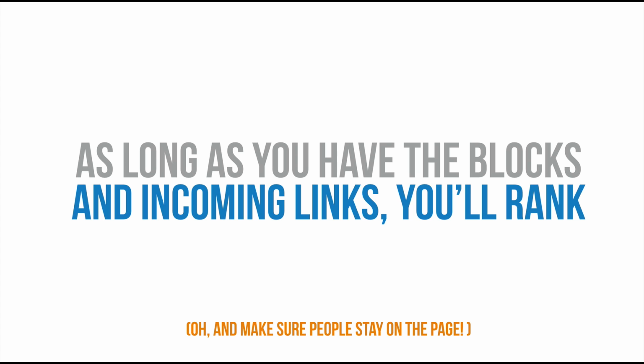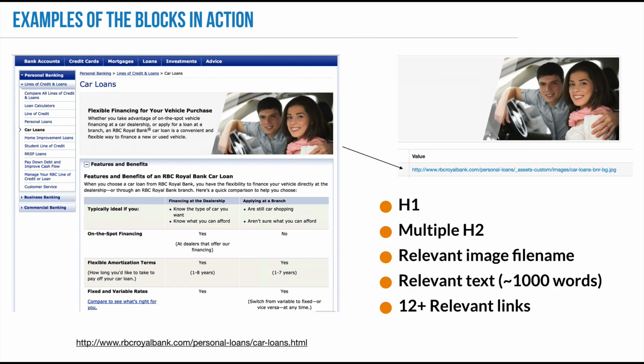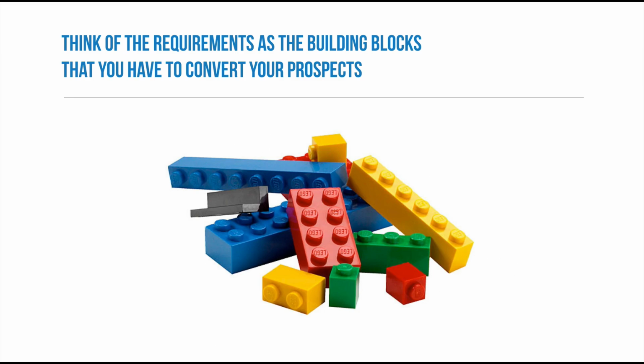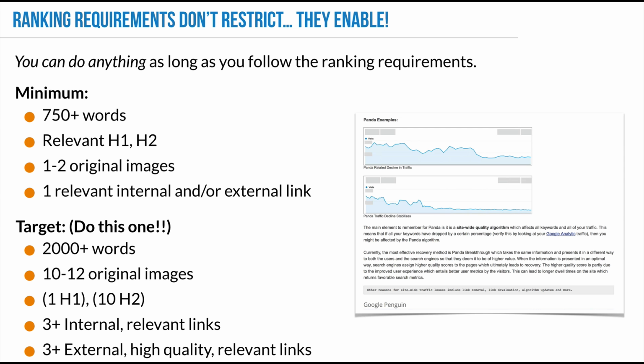By the way, you also want to make sure that people don't leave your page right away. That sends a very bad signal to Google. But as long as you have the minimum requirement blocks, let's go back. Yes, this is what you want. You want to have 2,000 words, 10 to 12 original images, one H1, multiple H2s, and relevant internal and external links. As long as you do that, pretty much anything you put on the page will rank.